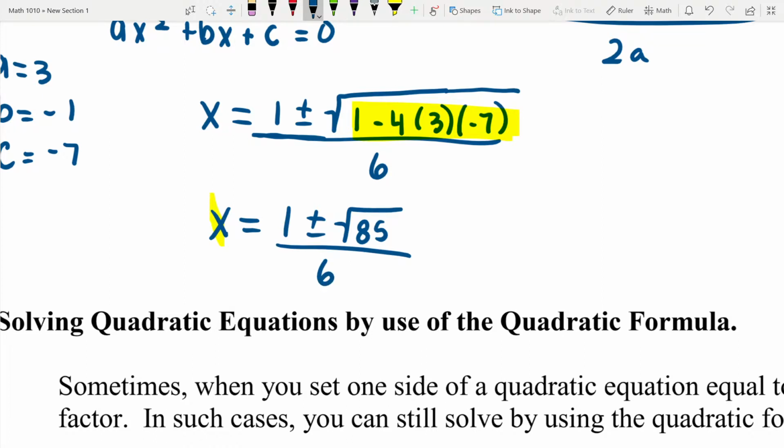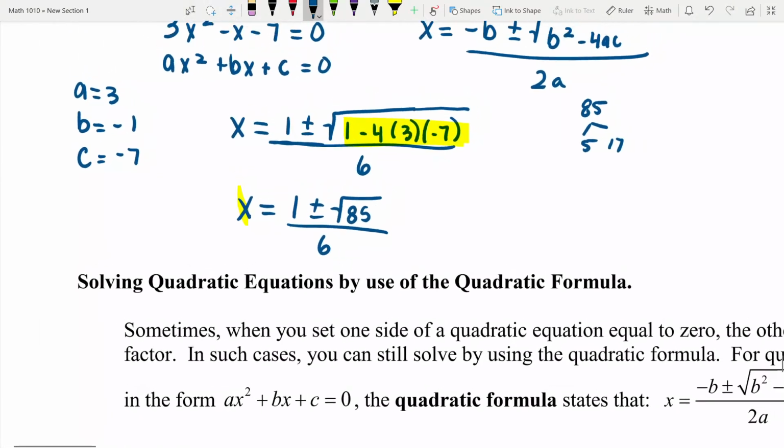Am I done? Somebody talk to me. What do I do? 85. Yeah, break down your 85. So 85 is 5 times something. I know that. 5 times 17. But 17 is, what's that word called? It's prime. So I can't do anything more. So it actually won't even simplify.